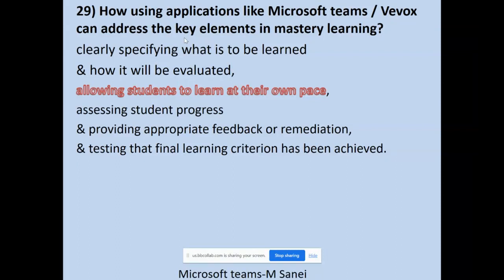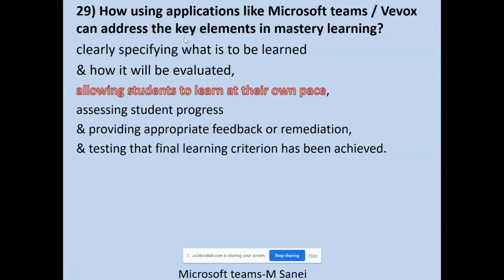And how it will be evaluated: allowing students to learn at their own pace and assessing student progress easily, giving them feedback, providing appropriate feedback or remediation. I can also monitor students, because this application allows me to find out. If you don't participate, I assume that you know everything. I said, this is my mistake.